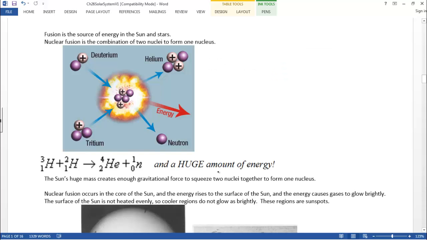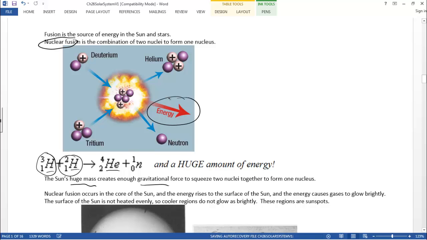Okay, let's talk about the sun now. Well, the sun gets its energy from nuclear fusion. And it turns out the sun is just so huge, it has a huge amount of mass that creates a lot of gravity. And that gravity is sufficient to squeeze these atoms together so that they get one nucleus. So we take two hydrogen atoms, push them together, so all the protons and neutrons form one nucleus, a helium nucleus, and then a whole bunch of energy comes out. And that's what powers the sun.